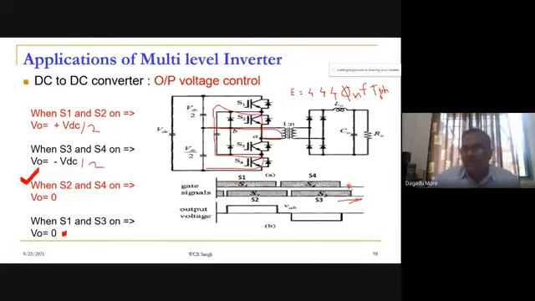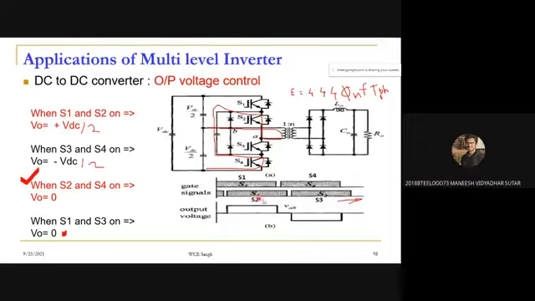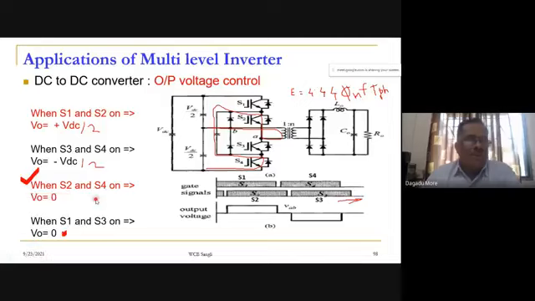S1 and S4 we keep as they are, but S2 and S3 move some 90 degrees forward towards the right. What will happen if you move 90 degrees? The output voltage will also shift to the right. No, then what will happen? The overlapping of S1 and S3 will increase. When the overlapping between S1 and S3 increases, the voltage will remain 0. Similarly, the overlapping between S2 and S4 will increase.